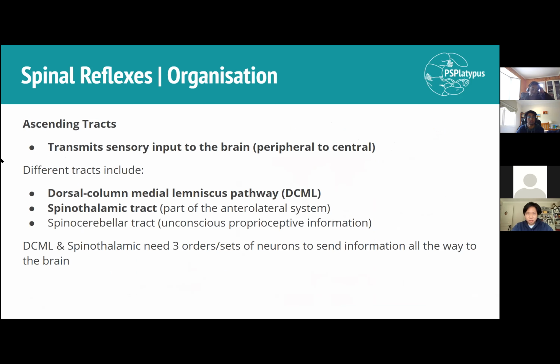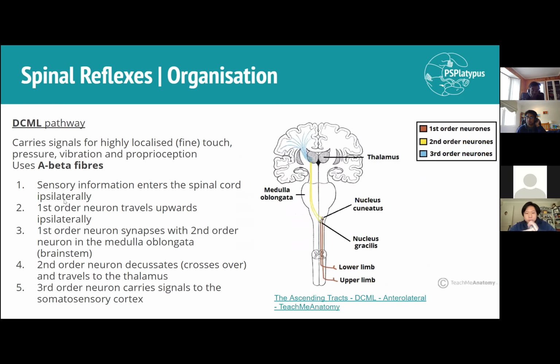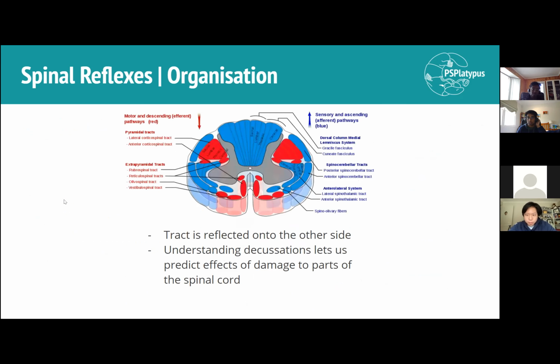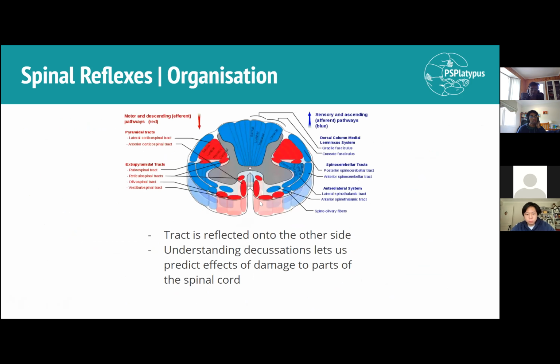Okay, now that's the end of the ascending tracts. There's only 2 that we'd really want to be familiar with. Descending tracts, we have a bunch more. They're categorized as pyramidal tracts and extrapyramidal tracts. However, at this point in time, all you need to know is the existence of them, really. You just need to know the names and the fact they exist. And if you're really keen, I think your lecturer will go through some of them in a little bit more info.